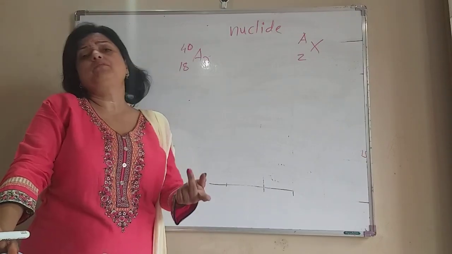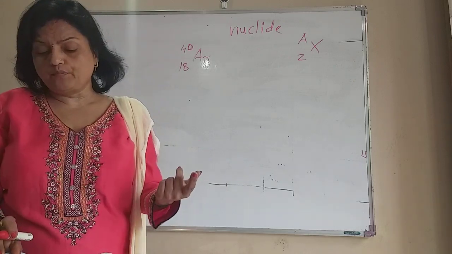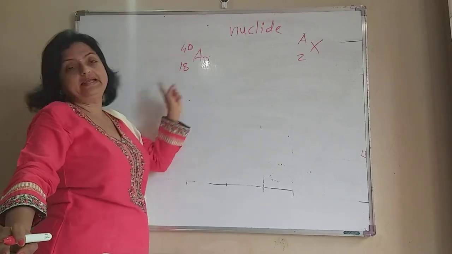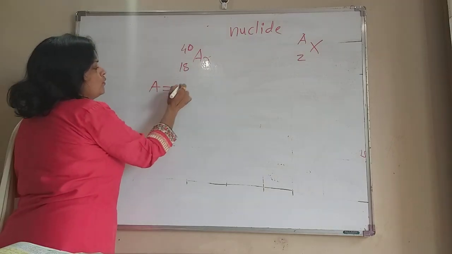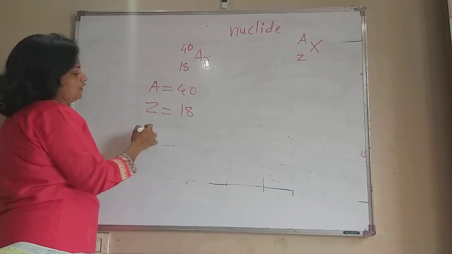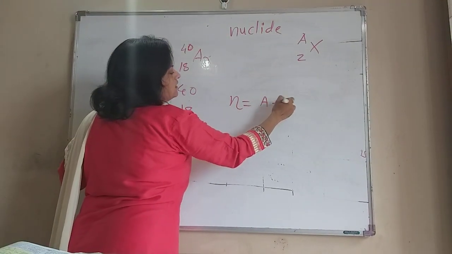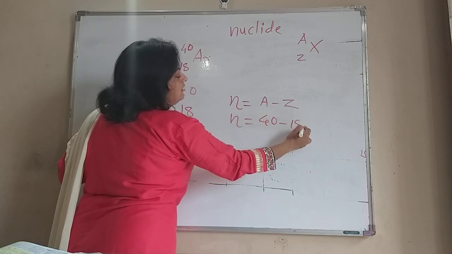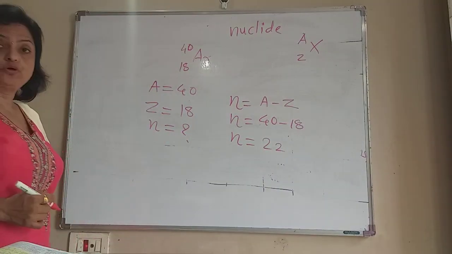It can come in the examination for 1 mark or 2 marks. They ask us to find out the number of protons, electrons and neutrons in the nuclide argon 40, 18 in this way. Now that is very simple. We know that here A is equal to 40 and Z is equal to 18. Now we have to calculate N first. N is equal to A minus Z. N is equal to 40 minus 18. So N is equal to 22. Now that is the number of neutrons.